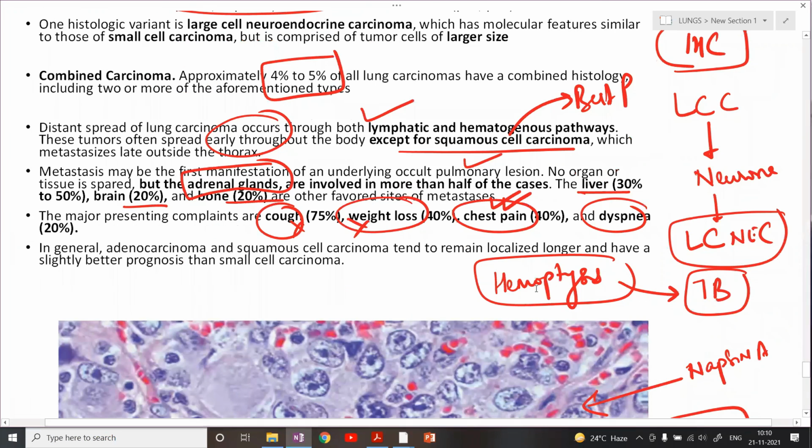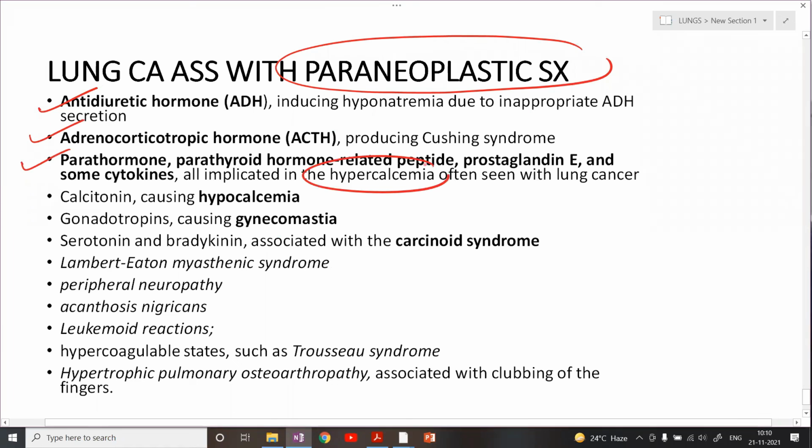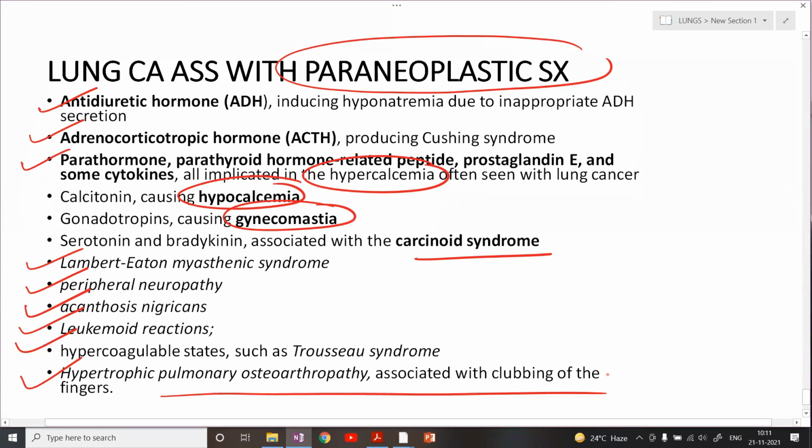Okay, we have discussed this, and this is the last slide for today's lecture, where I've just given all the paraneoplastic syndromes associated with the different types, like SIADH with ADH, Cushing syndrome with ACTH release, and parathormone-related peptide release, which leads to hypercalcemia. There might be hypocalcemia as well, gynecomastia, carcinoid syndrome, Lambert-Eaton syndrome, peripheral neuropathy, acanthosis nigricans, leukemoid reactions, hypercoagulable states, and hypertrophic pulmonary osteoarthropathy. All these are different paraneoplastic syndromes which are associated with lung carcinoma.